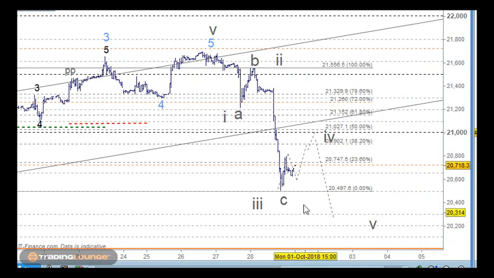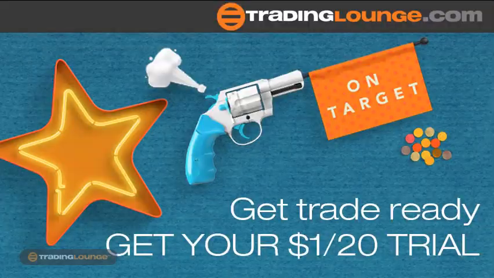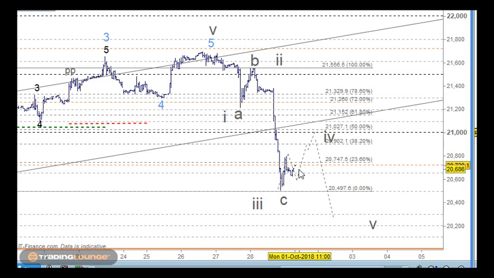We wouldn't want to look at any long trades unless we had this here, the 21,000, as the support. You could go long here if you wanted to and put the stop under here, but the risk is that the market can turn on you here.